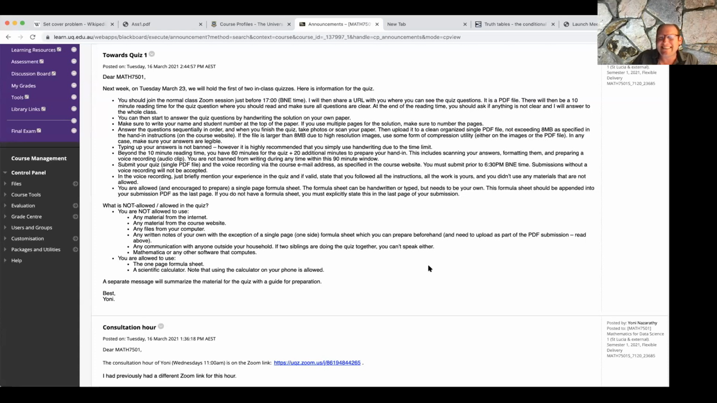Other questions? Apart from answer sheet and theorem paper, can we use draft paper? Yes, of course. So use draft paper.